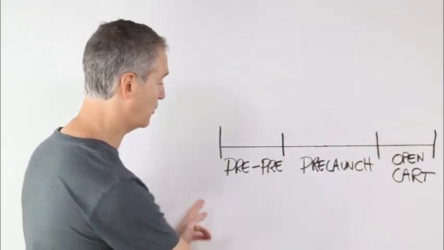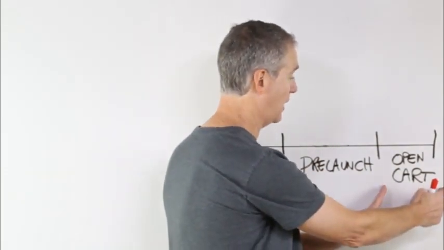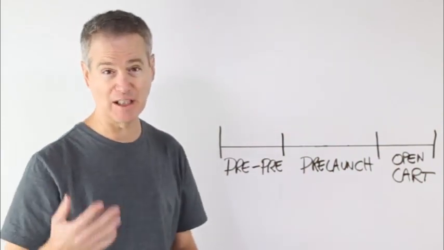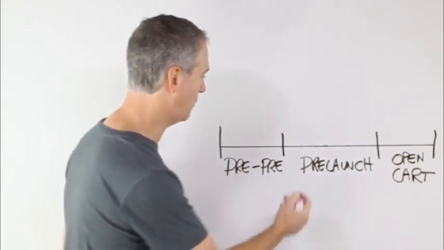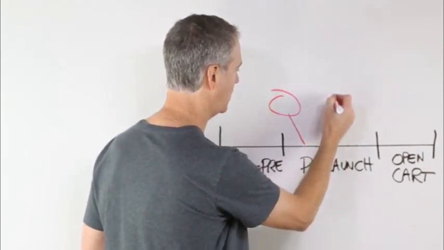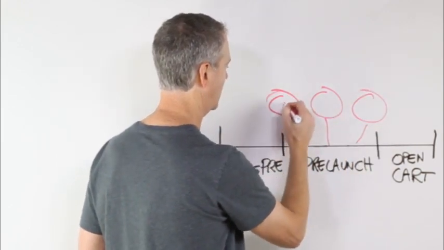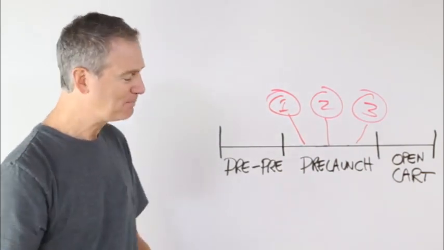Last module, in module 4, we talked about the pre-launch, and then later on we're going to be talking about the open cart when you're actually selling stuff. But this is the pre-launch. Now this is basically that sideways sales letter that we talked about in module 1. So in here, you're going to have 3 pieces of pre-launch content. We've got pre-launch content 1, 2, and 3.